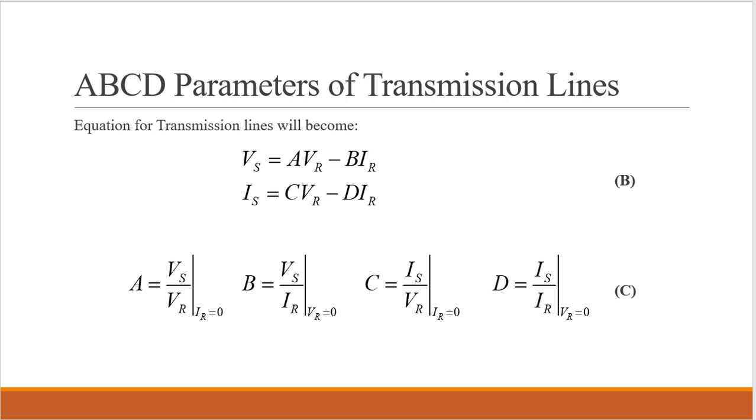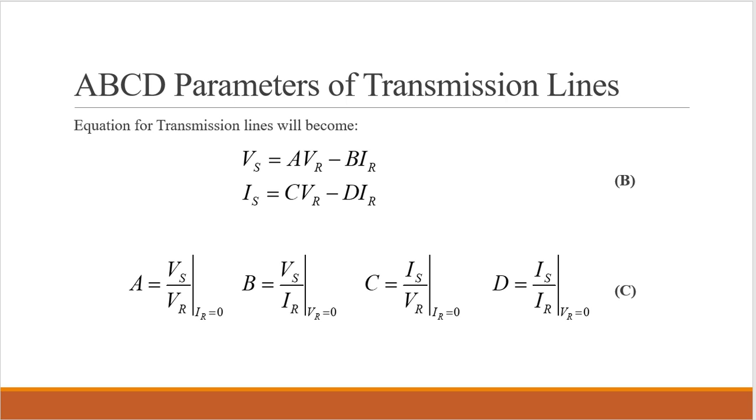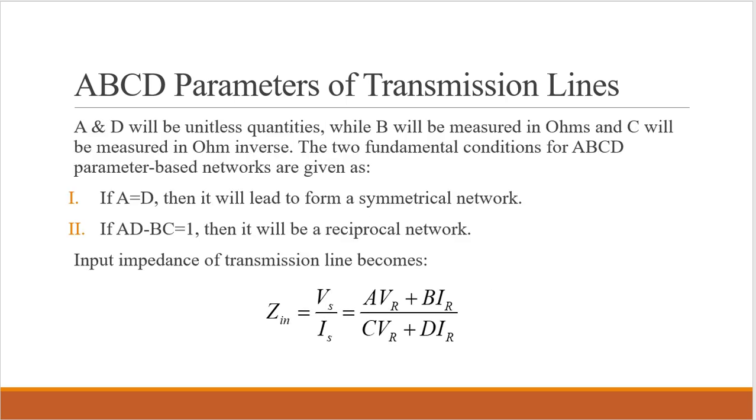Therefore, for A and D I will have no unit, whereas for B and C, I have V over I. This will lead to finding the value of B in ohms, whereas C will come in ohm inverse, as I have I over V, which is the inverse of B. Therefore, I will have this as ohm inverse. Therefore, we have the two fundamental conditions.